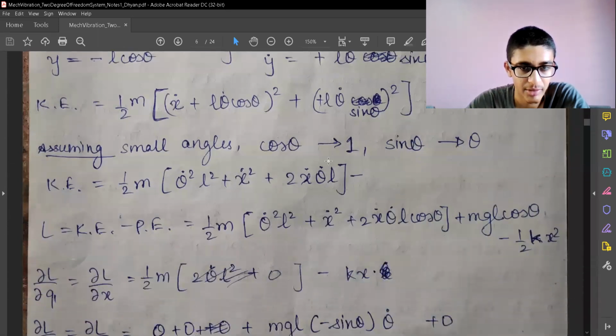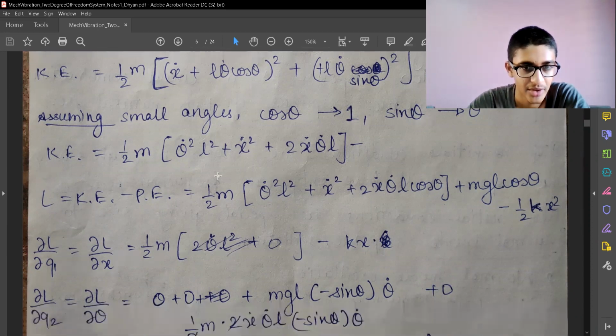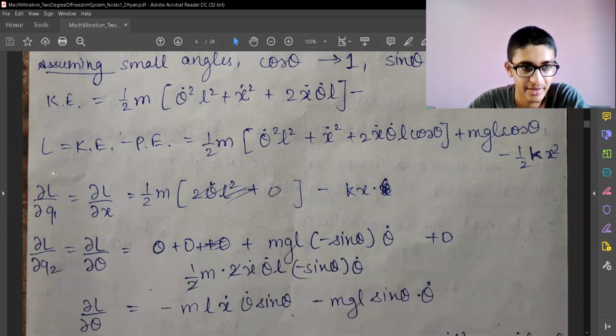Now we can assume small angles. So wherever we have cos, we can convert it to 1. Where we have sine, we can convert it to theta. So I have written the kinetic energy. We can get the Lagrangian, that is kinetic energy minus potential energy. So we have got that.